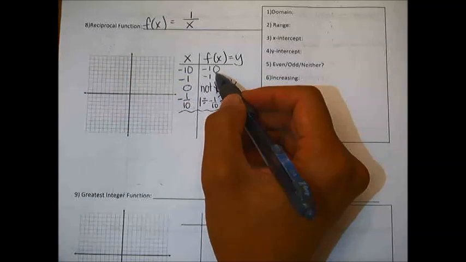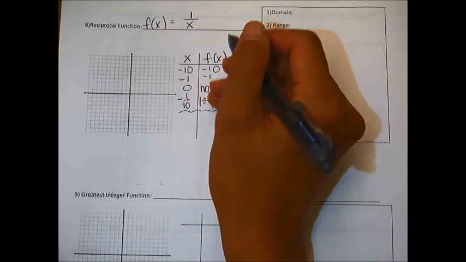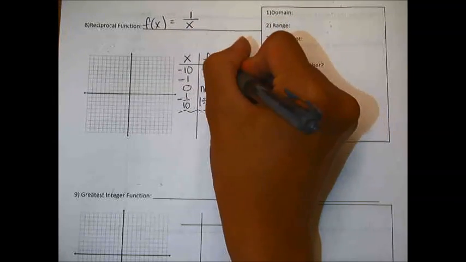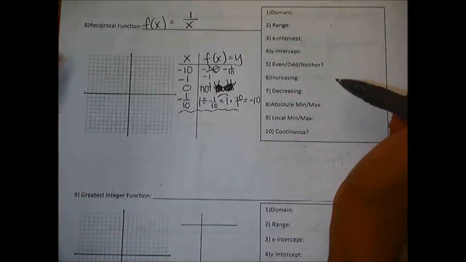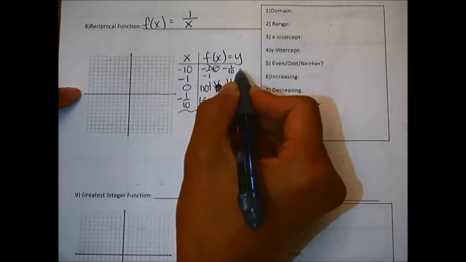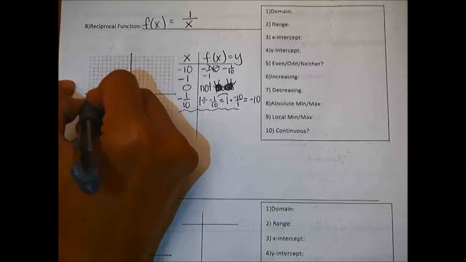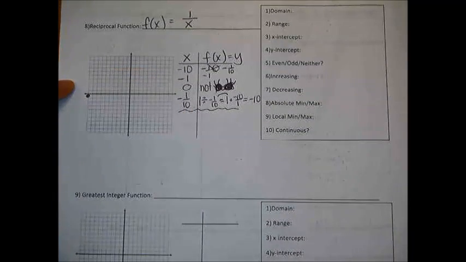Oh, dude, I completely screwed this up, didn't I? 1 divided by negative 10 is not negative 10. It's negative 1/10. Oh my goodness. Look at that. So sad. I didn't even do that right. All right, so here we go. Negative 10, negative 1 over 10th. So super, super close to the x-axis.